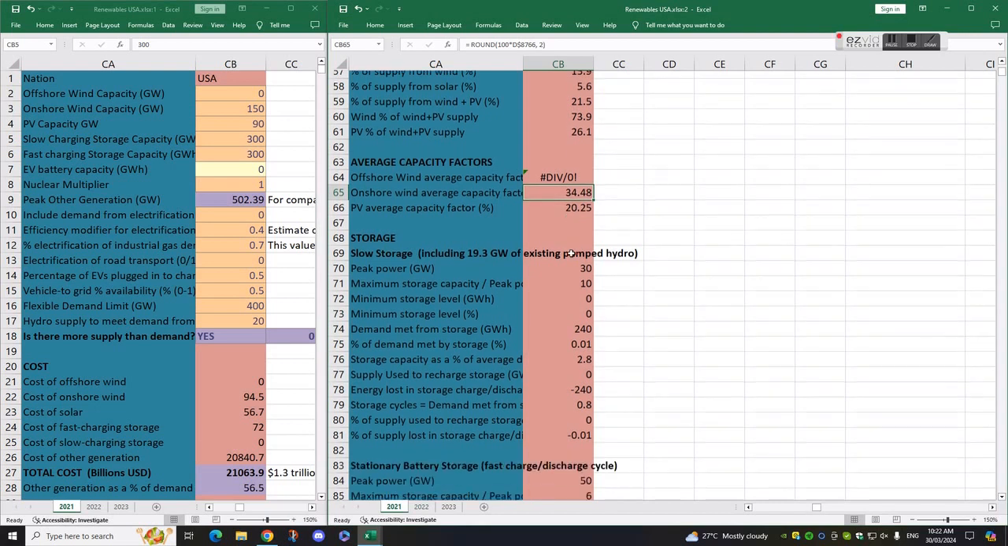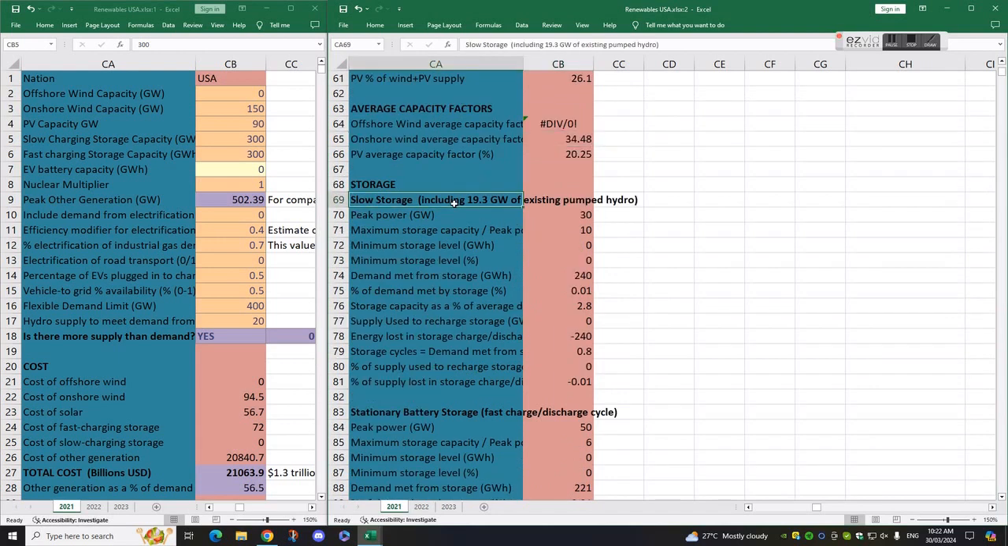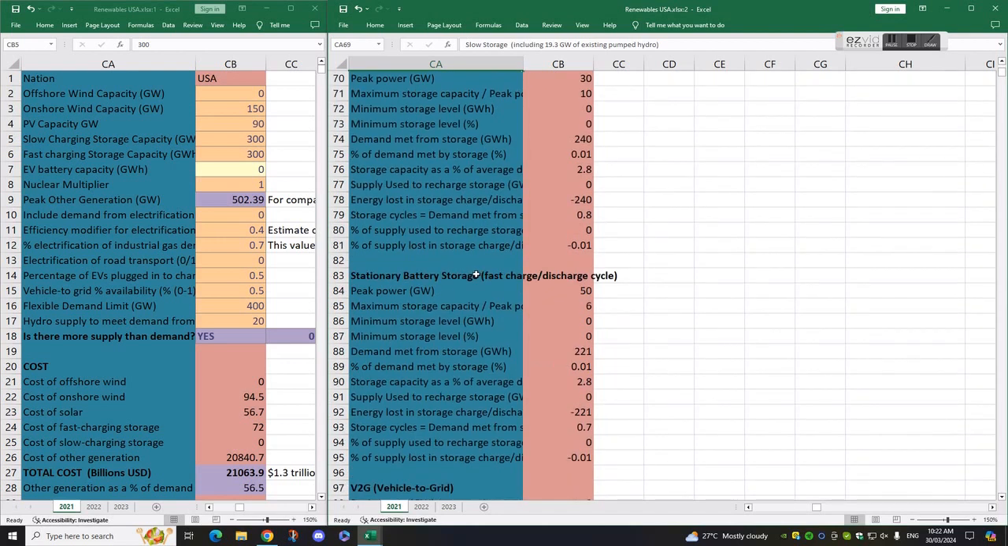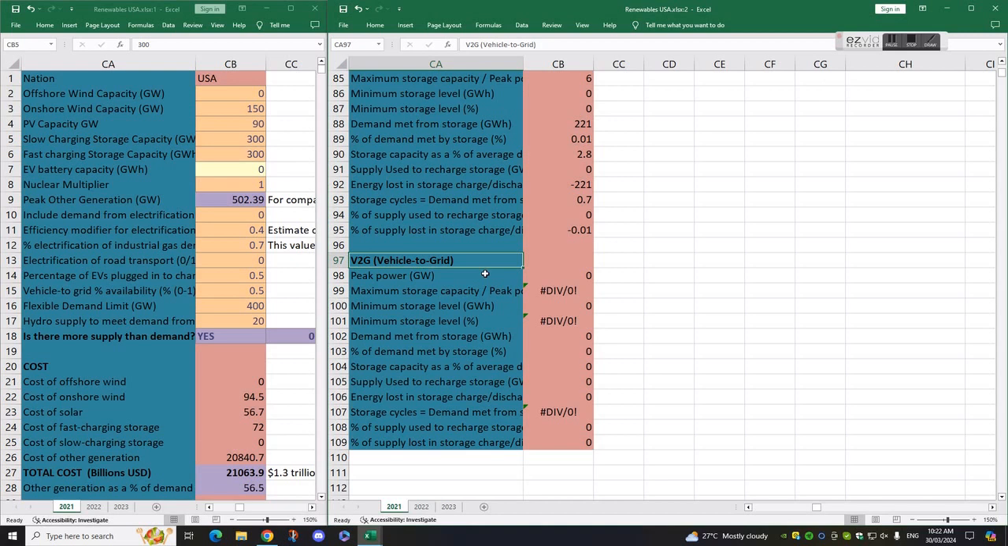And then the last three tables are about the three different forms of storage capacity. The pumped hydro is the slow charging storage, the stationary battery storage is the fast charging storage, and the vehicle to grid, which is the EVs.